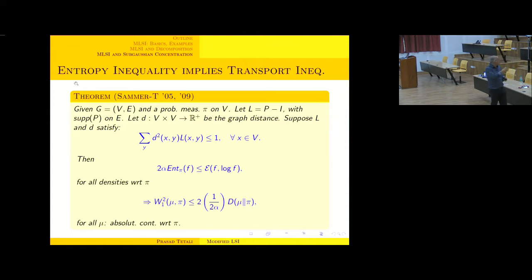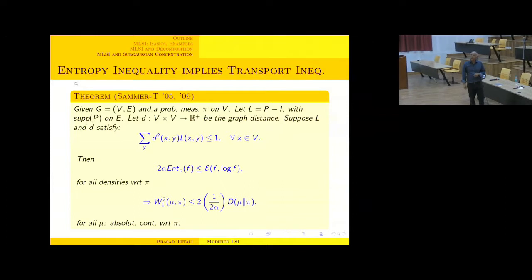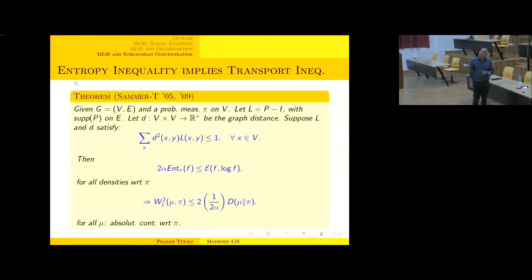Because Lipschitzness is involved, it turns out, here is the theorem. L is our usual, right? P minus I. So you can use any P, but you need some condition that the sum of distance squared times this Laplacian is at most one. Then this is our modified log Sobolev. It implies, if this is alpha, this or 2 alpha, same. Of course, in general, it may not be tight and so on, but this is one way of getting concentration of measure, a sub-Gaussian type inequality, starting from modified log Sobolev.